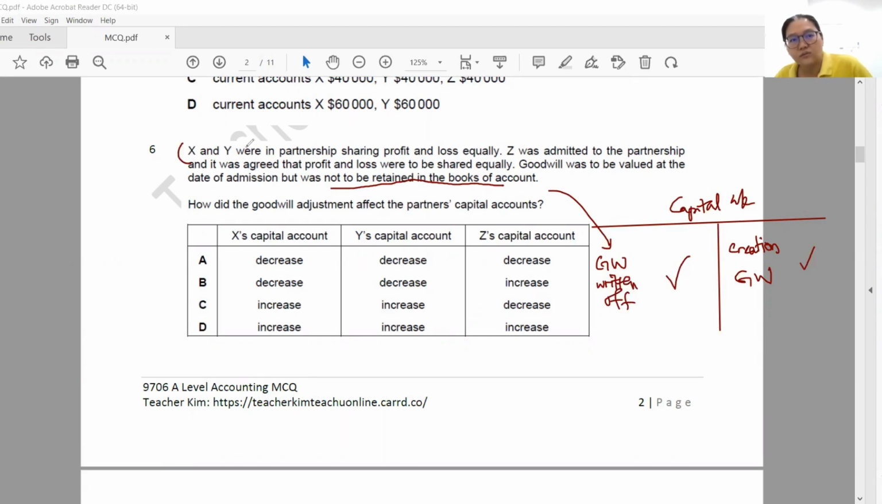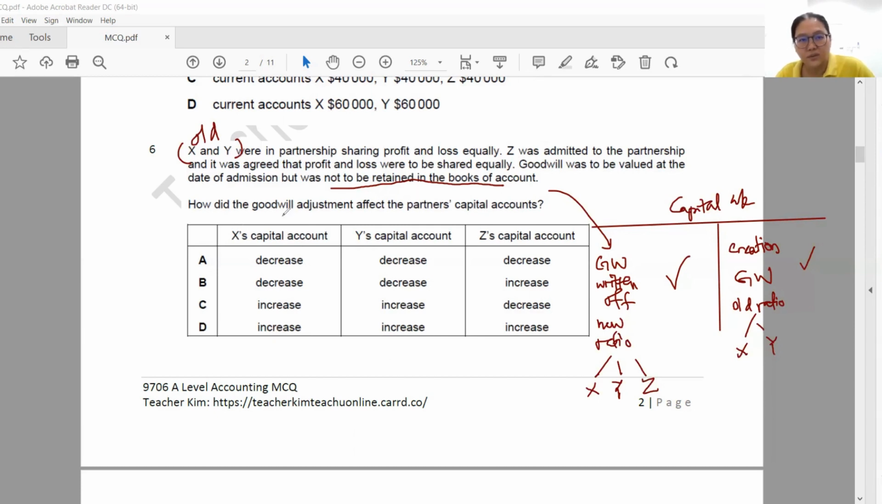And for goodwill, the old partners are X and Y, plus Z is the new partner. So creation of the goodwill uses the old ratio. Goodwill written off uses the new ratio, which is X, Y, and Z. In the creation, only X and Y.